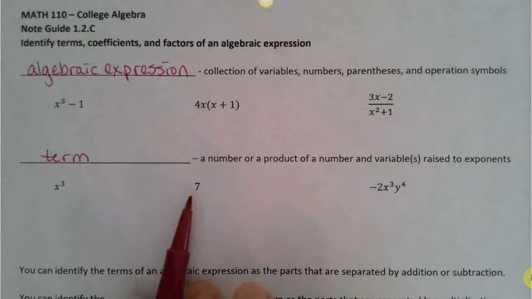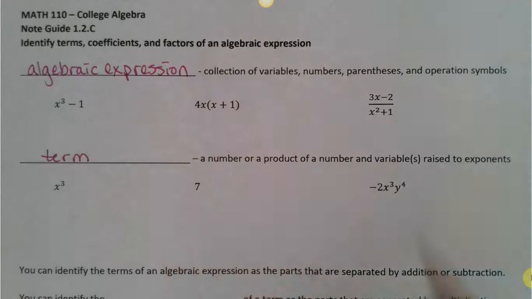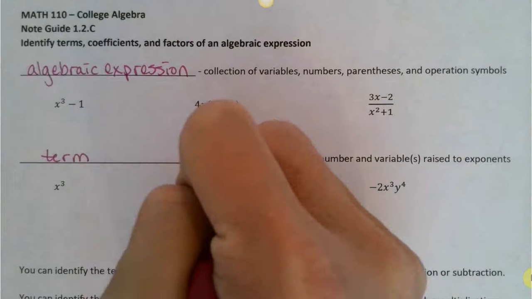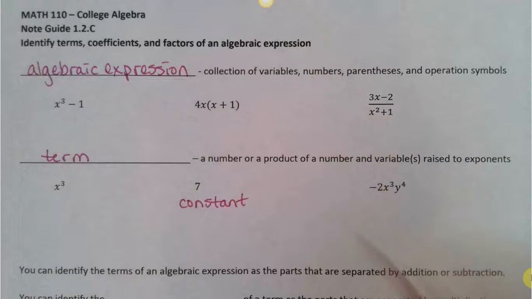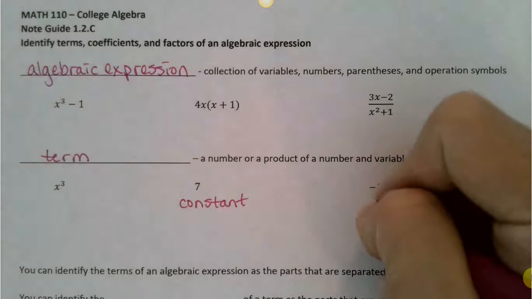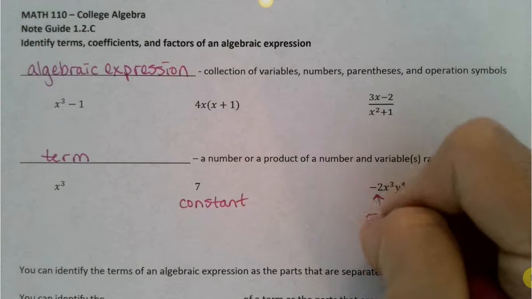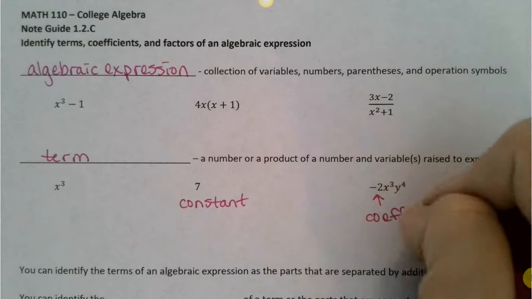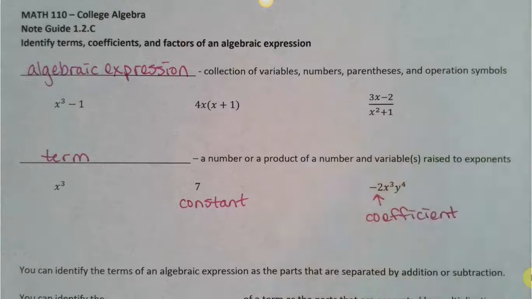Now when we do have a term that's just a plain old number by itself, no variables attached to it, that is what we call a constant term. And when we do have a number and variables together, then the number that's in front is what we call the coefficient of the term. So we would say this term has a coefficient of -2.